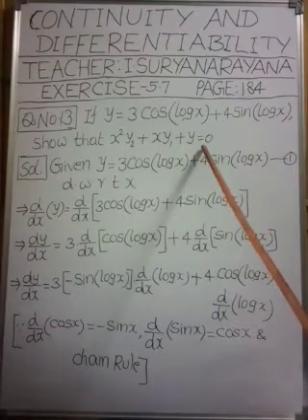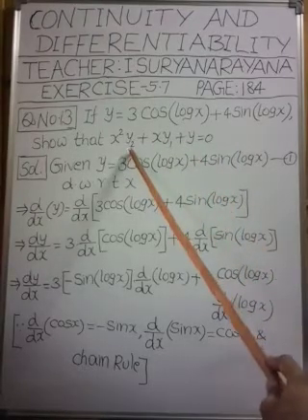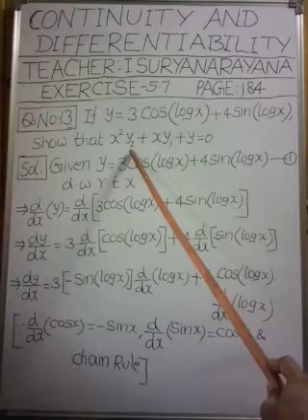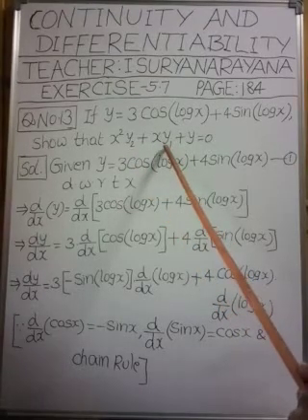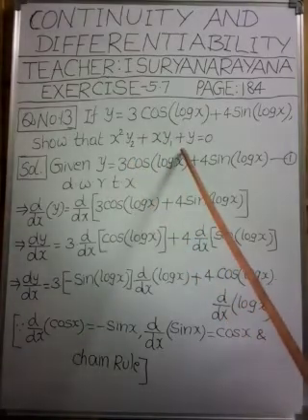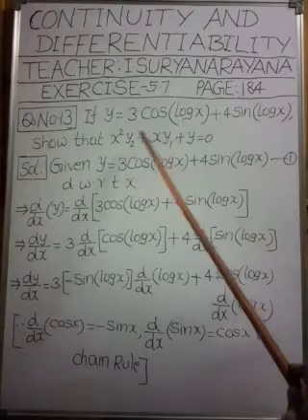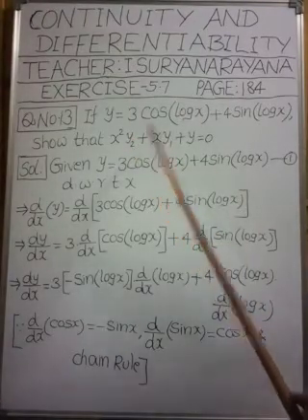To show this statement, what should be found? y2. y2 is nothing but d square y by dx square. y1 denotes dy by dx. Okay, my dear children? So before going to prove this statement, we have to find dy by dx as well as d square y by dx square. Okay, my dear children? Right.